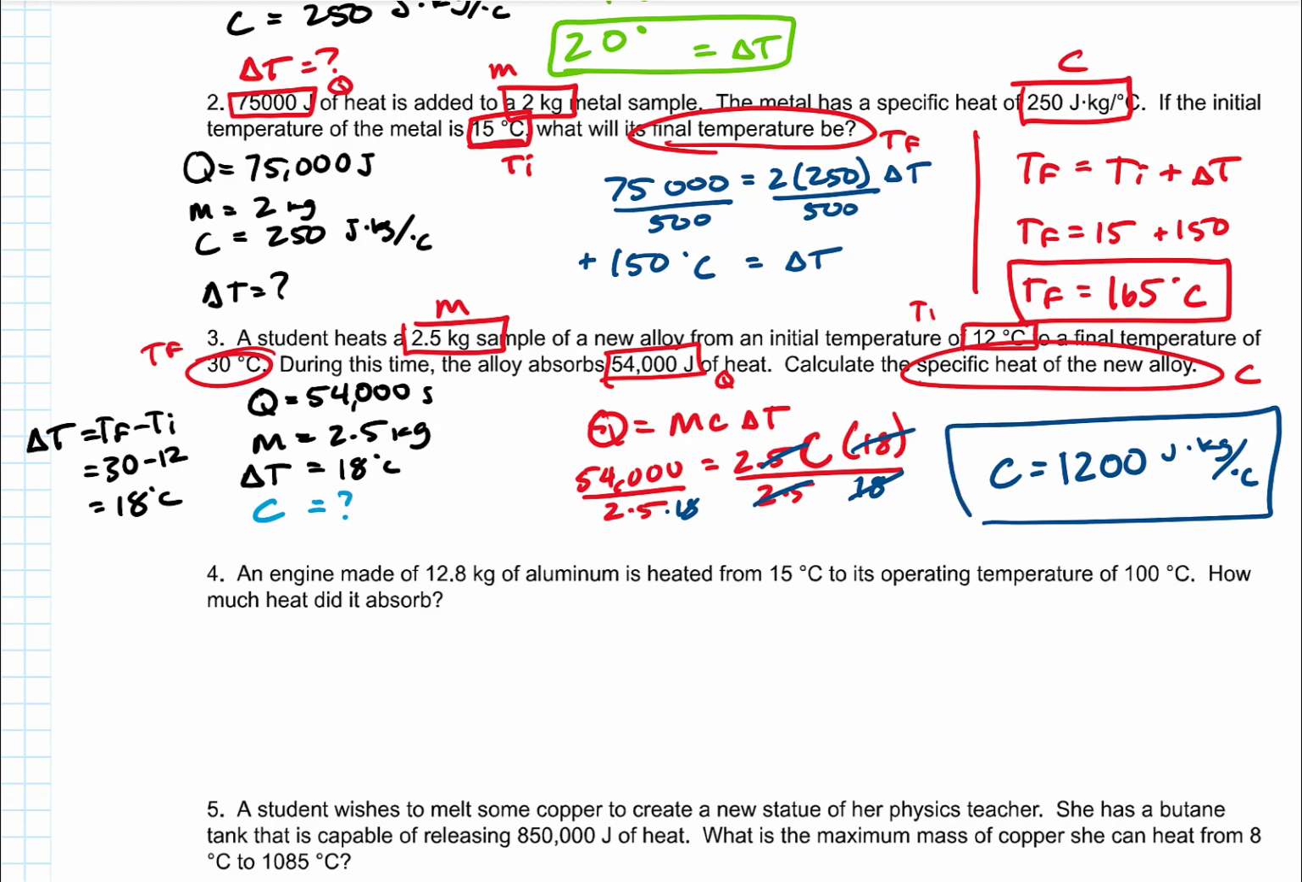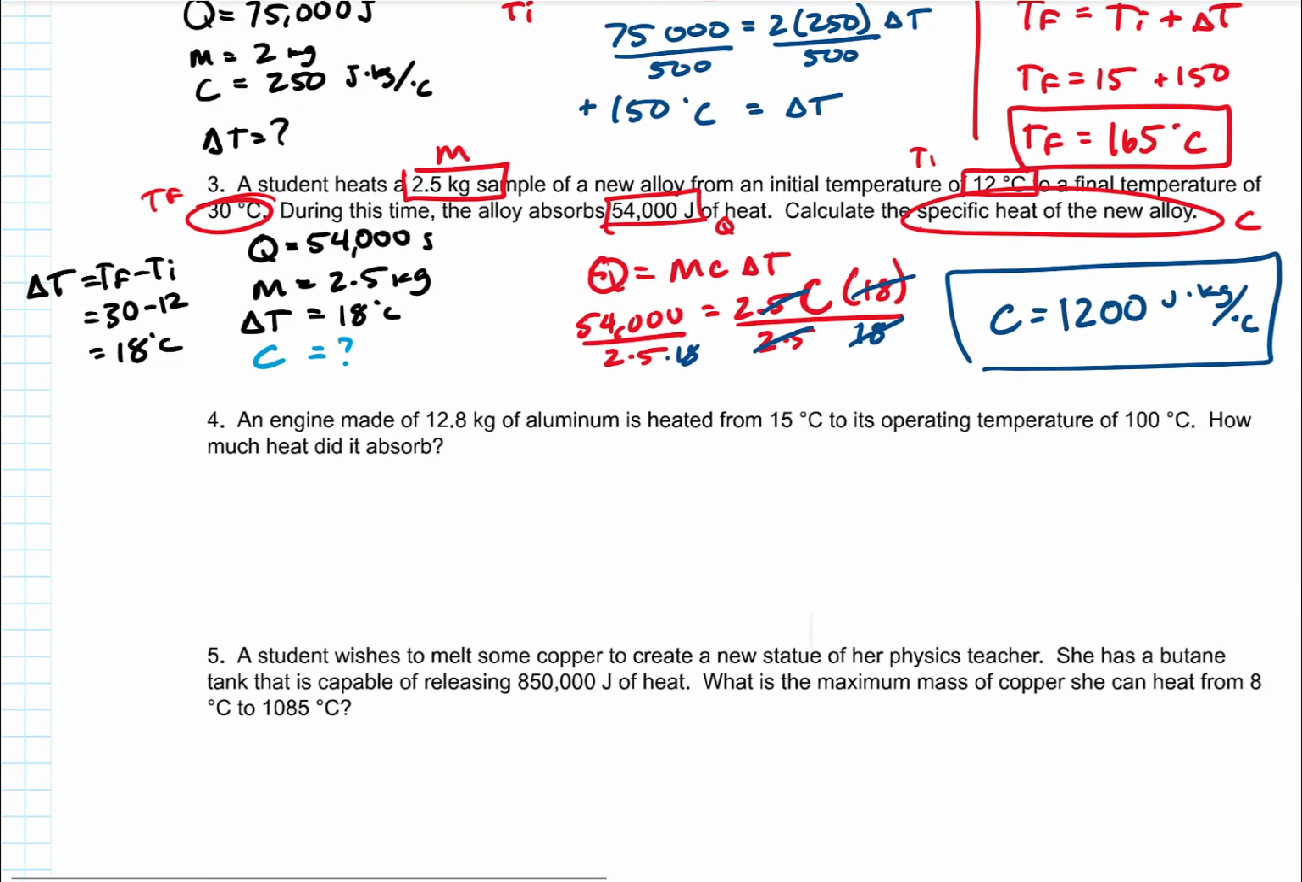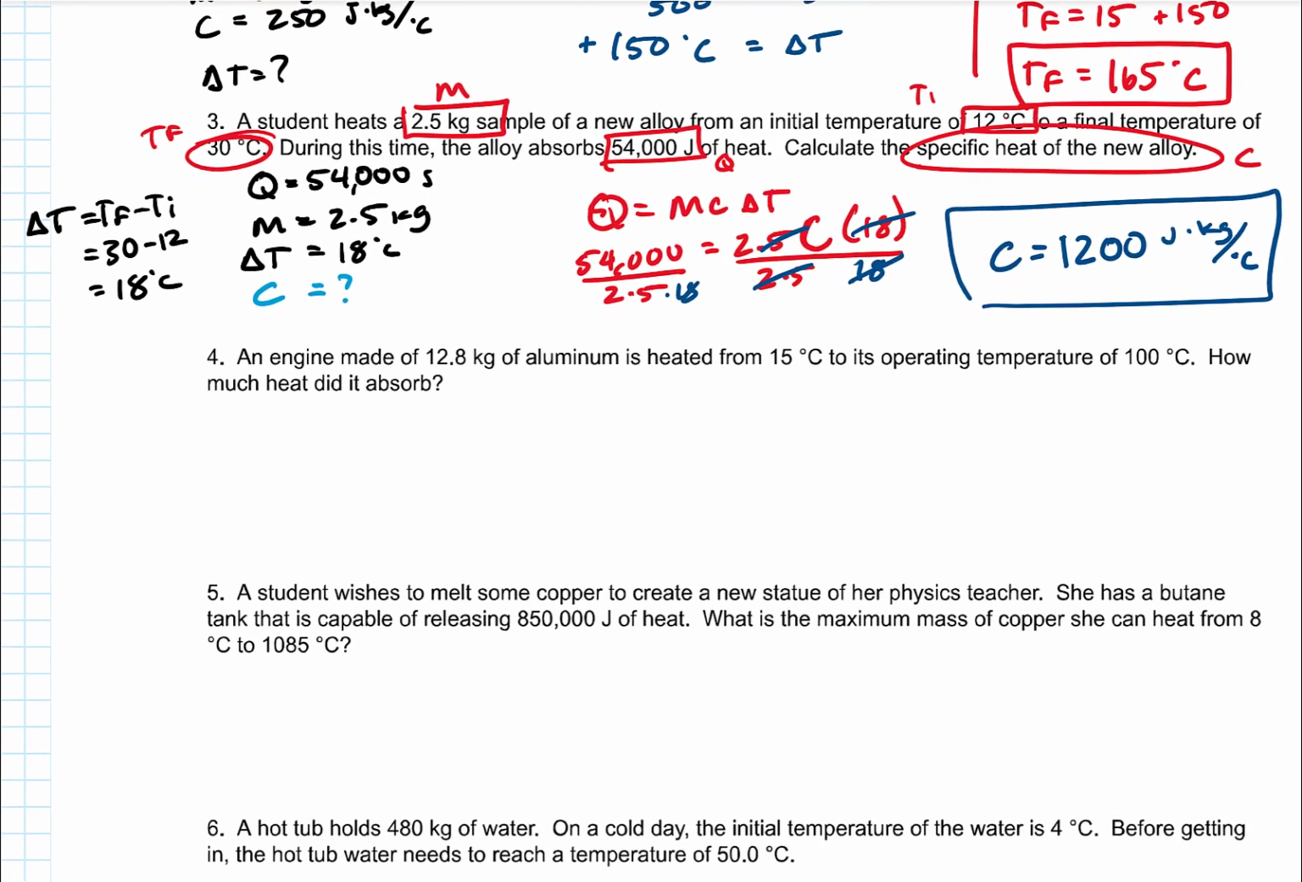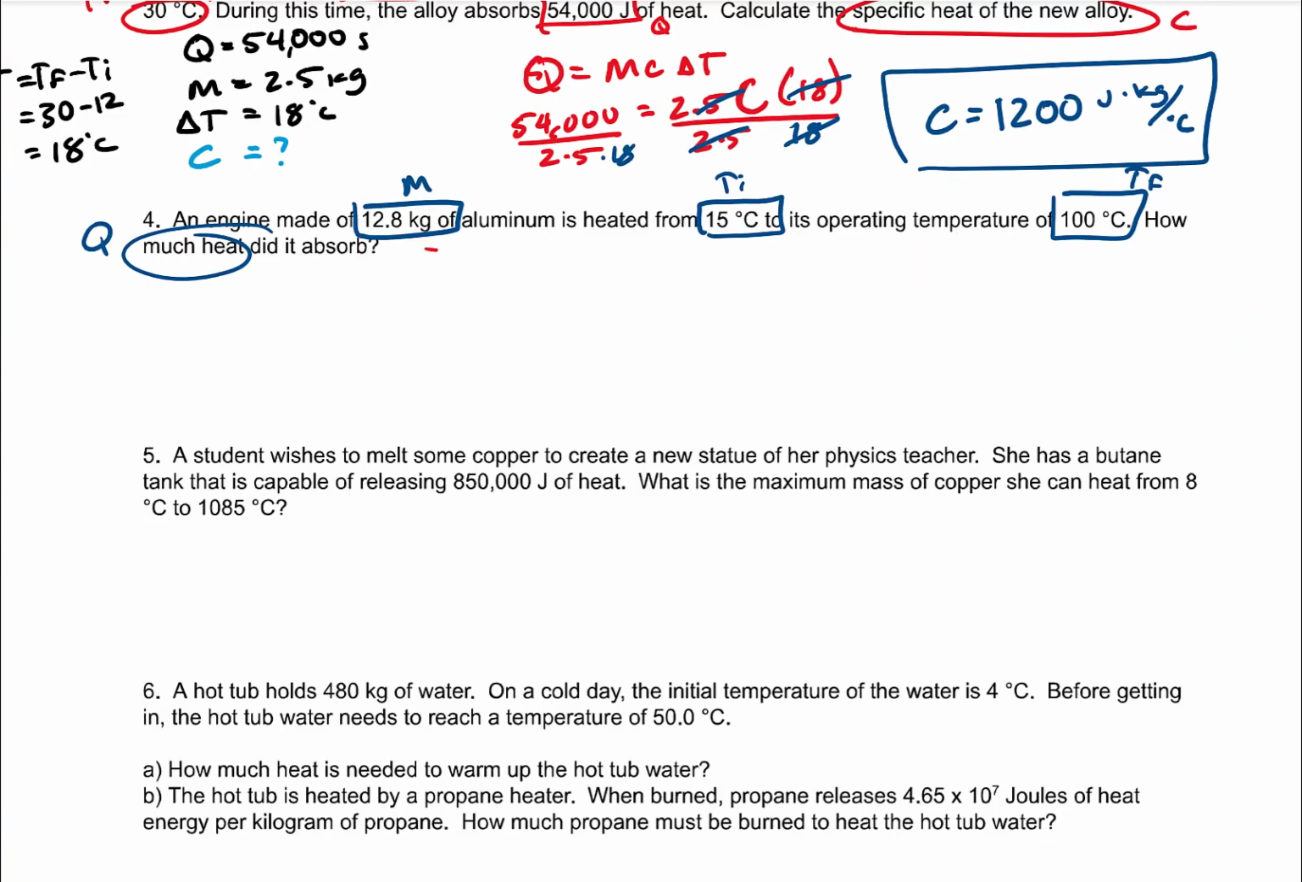And that's not right. An engine made of 12.8 kilogram aluminum, that's our mass, is heated from 15, T initial, to 100 degrees Celsius, T final. How much heat did it absorb? That's our Q. And as we adjusted this, C for aluminum is equal to 900 joules per kilogram degree Celsius.